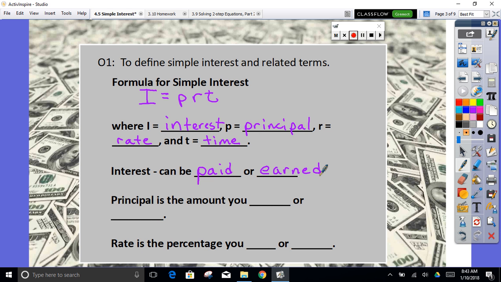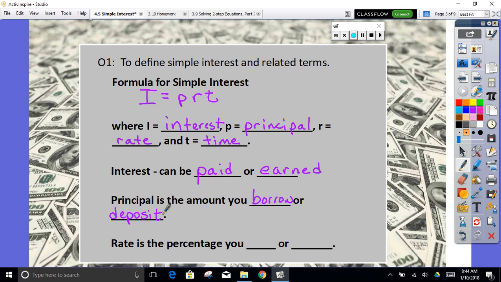All right, principal is the amount you borrow or deposit. So in the case of borrowing money, if you were buying a car, say the car cost $8,000, the principal would be $8,000. Then you would also pay interest on top of that. The principal is just the original amount. If you were putting money in a savings account or you were investing money and you invested $1,000, that's your principal. It's the original amount.